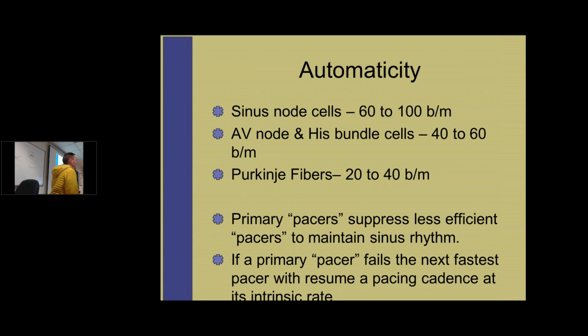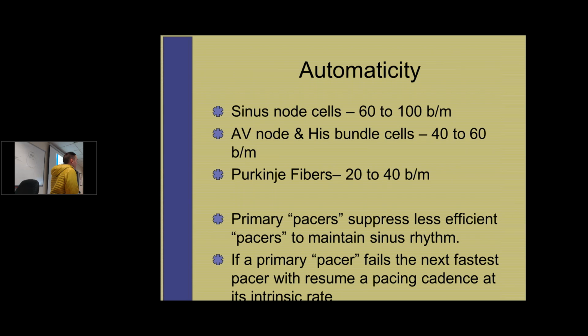Do Purkinje fibers still contract the heart just as well as the sinus node, or are they weaker? They'll still contract the heart the same, just slower. And the pump won't be as good because the Purkinje fibers are out in the periphery, so they're not going to cause the atrium to pump first. It's just kind of everything going at once.